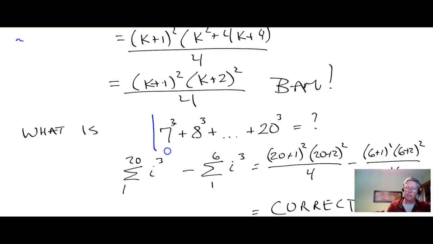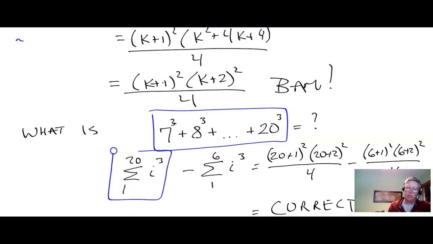You might be asked to do something else: add up all the perfect cubes, but maybe they start at 7 and go to 20. Well, darn it, our formula works from 1 up to n. So you have to look at it this way: add them all up and then subtract off the first 6.